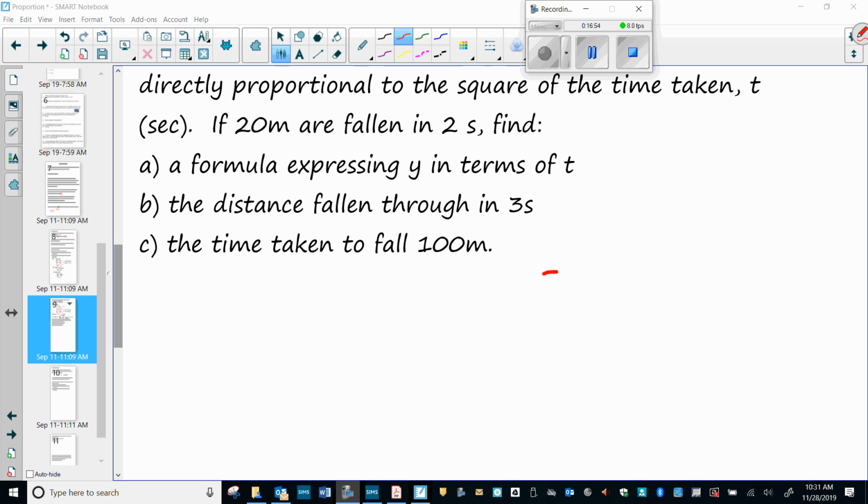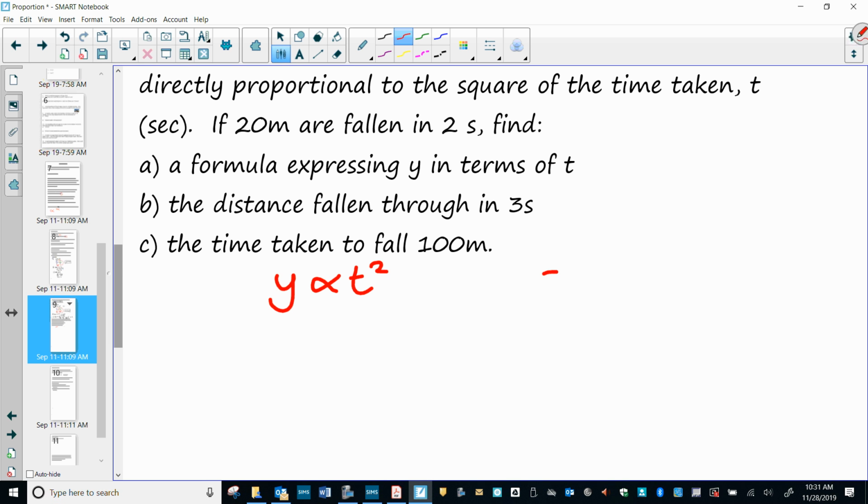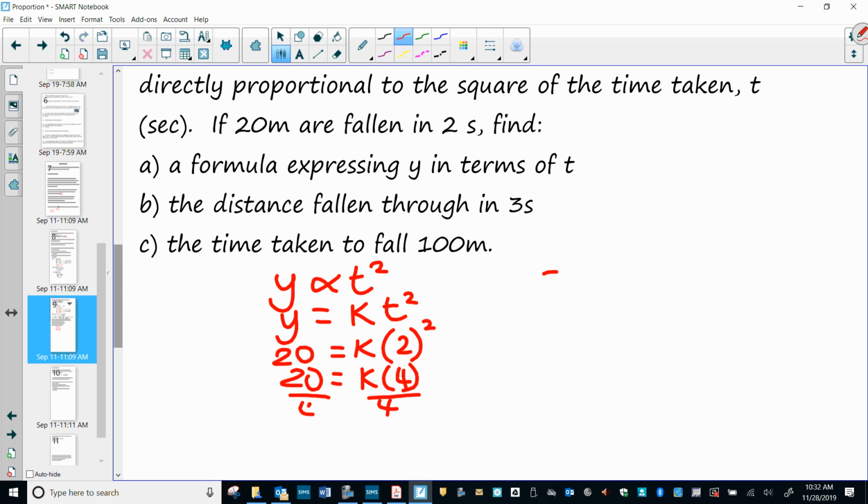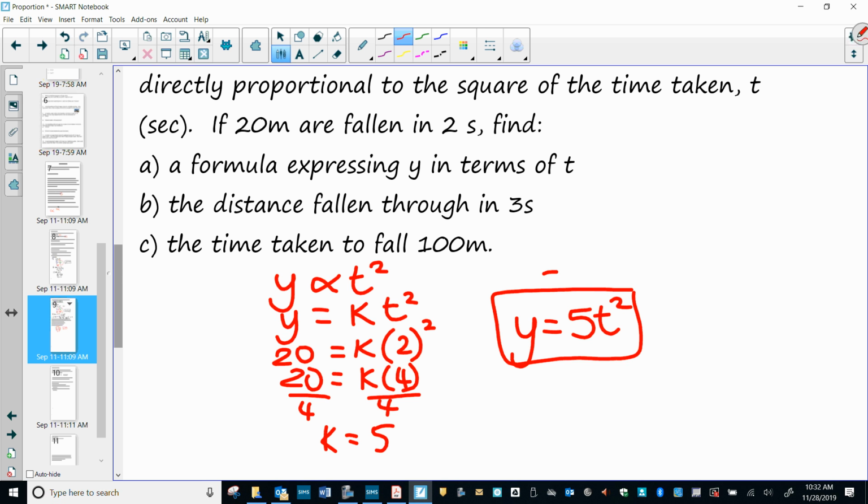Alright, let's make sure that everyone's got this. So it says y is directly proportional to the square of the time taken. So y is proportional to t squared. Y equals k t squared. We're told that 20 meters have fallen in 2 seconds. So 20 equals k times 2 squared. 20 equals k times 4. Divide both sides by 4. So k is 5. So our formula is y is equal to 5t squared. Did everyone get that?